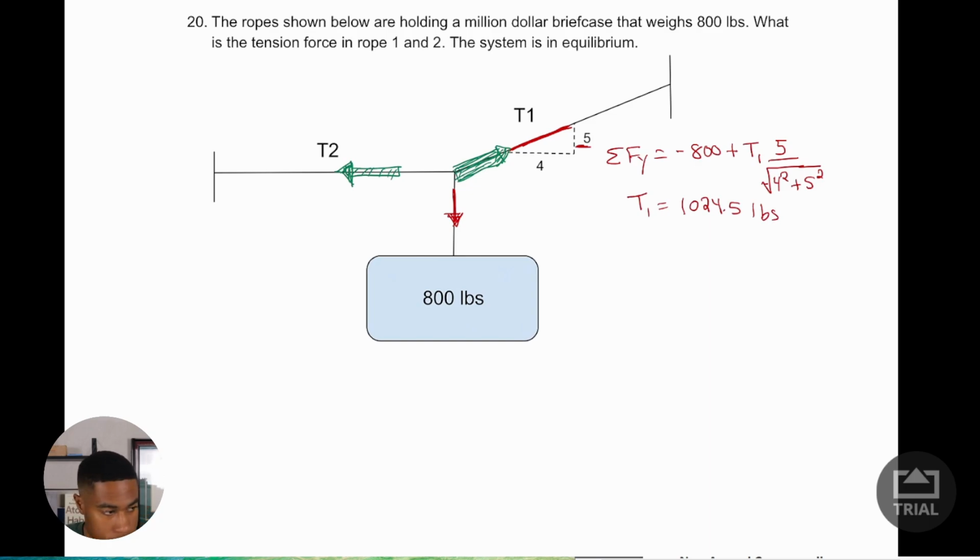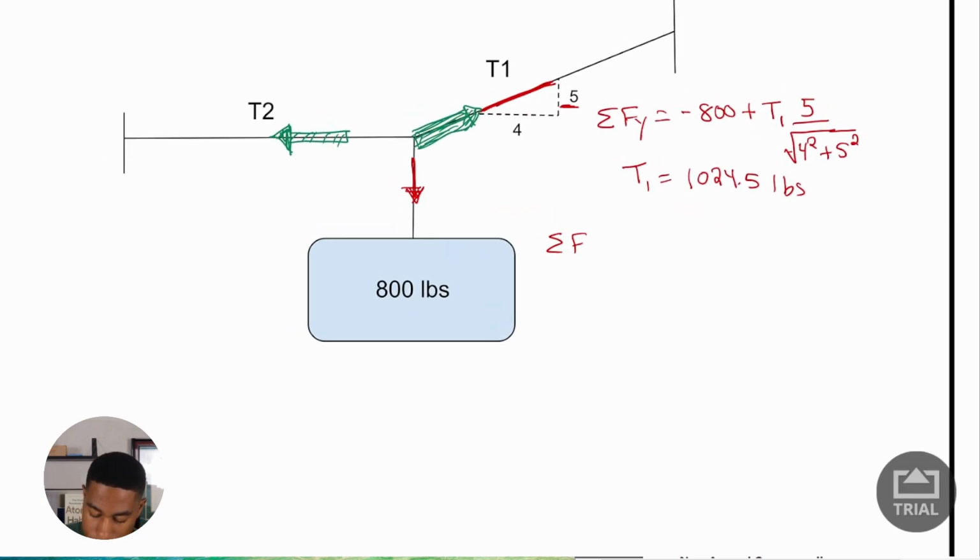All right, so now how do we get T2? Well, now we can do the sum of the forces in the x direction, which is going to be, I got a force going to the left for T2, so that's a negative in x, negative T2. And then plus my T1 times, instead of sine, we're going to do cosine. So cosine is going to be adjacent, which is 4, over the hypotenuse, which is square root of 4 squared plus 5 squared.